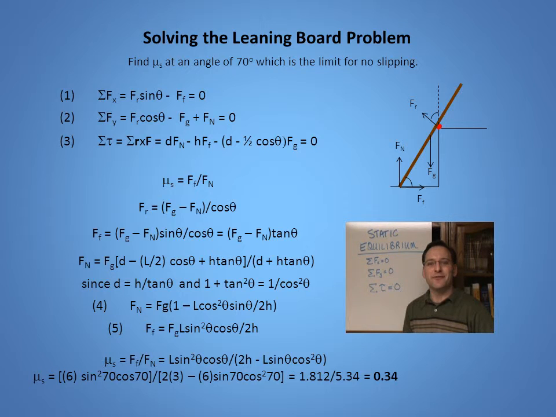Plugging in all our known information from the problem, then we'll get a value of 0.34 for the coefficient of static friction. Now I suggest trying this problem on your own, then checking your work with the work that I've shown here.